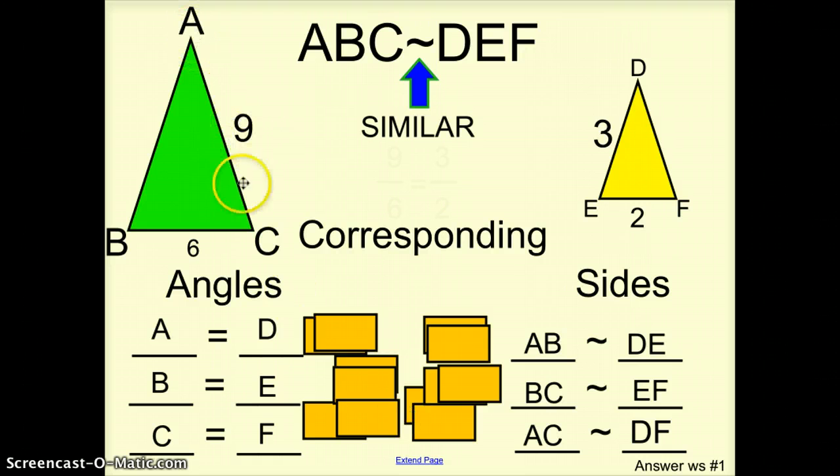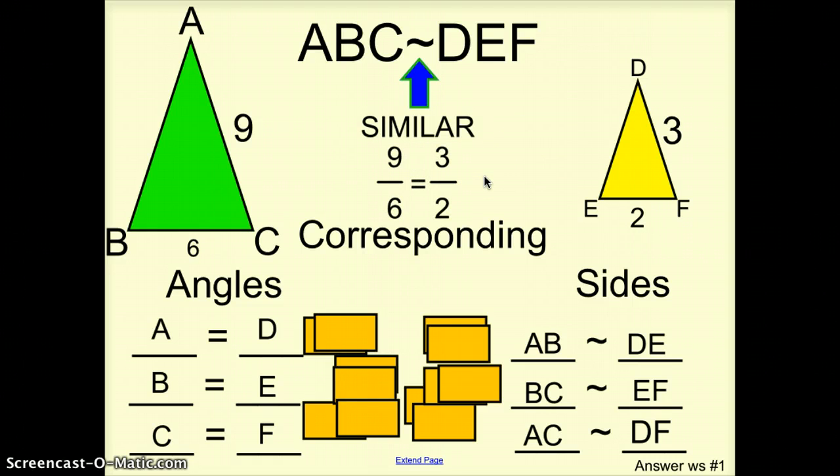Notice the number 9 for AC, and notice the number 3 for DF. Now, if you go down to the bottom where our chart is, AC and DF are similar. So we should be able to create some sort of relationship between the 9 and the 3. Notice here it says BC and EF are also similar. So the 6 and the 2 and the 9 and the 3 should be able to create some type of relationship. That relationship is shown by this fraction.